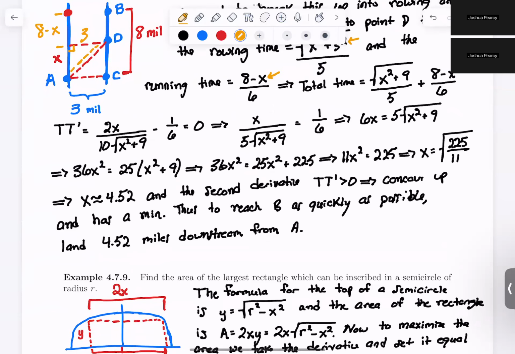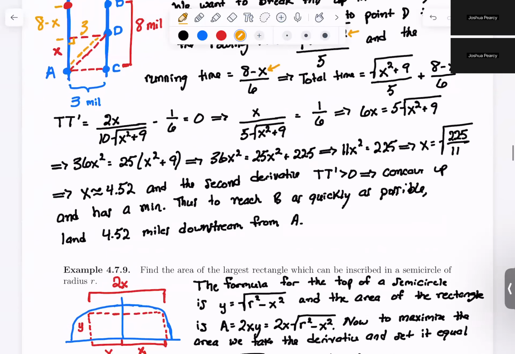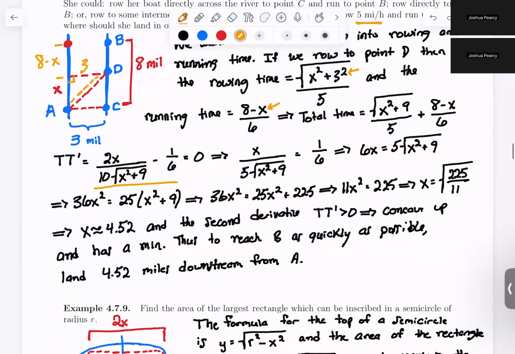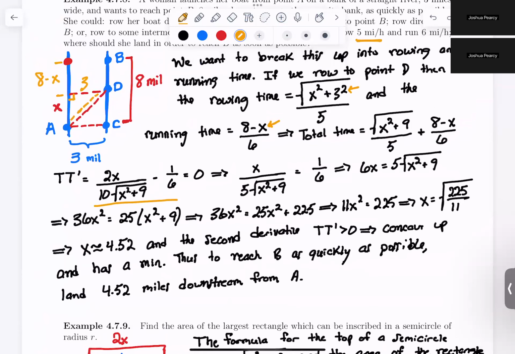Now, remember, I want to minimize this total time, so I'm going to take the derivative with respect to x. And if I do that, it ends up being right here. So this part here, you have x over 5 times the square root of x squared plus 9 in the denominator, and then minus 1/6. Now first I want to move the 1/6 over here, right? Now what I can do is cross multiply.